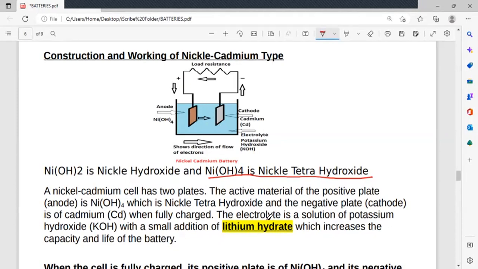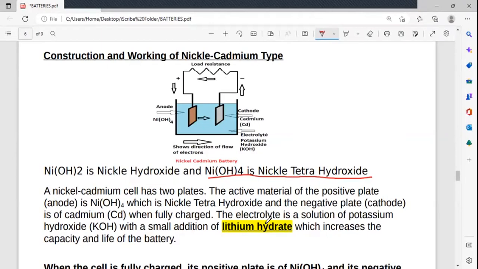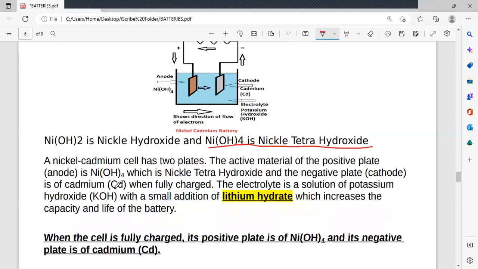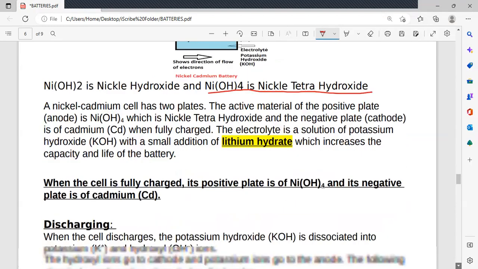So, in other words, this is acting like a, what did we call that thing when we were doing the portable gas detection equipment? This particular chemical is called a catalyst. It helps in the reaction, but does not take part in the reaction. So what is the effect? It increases the capacity and the life of the battery. But basically, we are talking about KOH, which is potassium hydroxide.